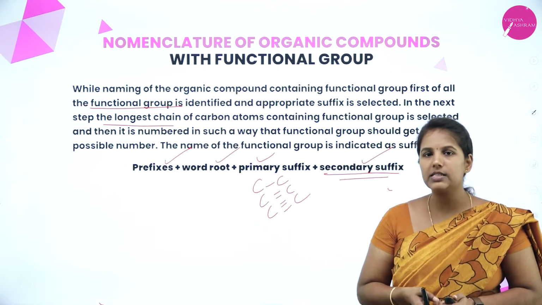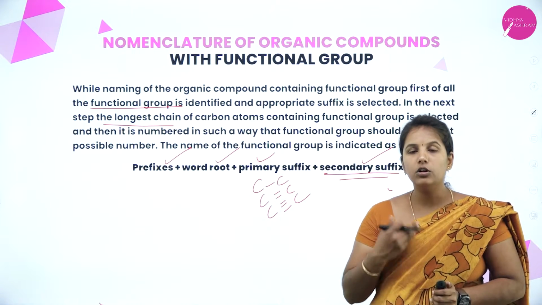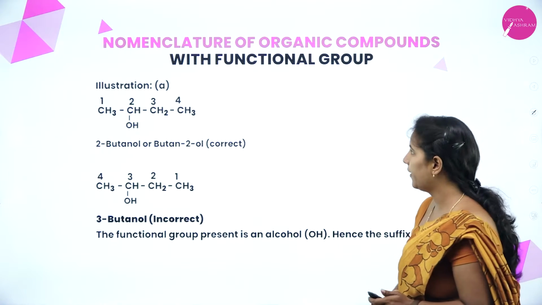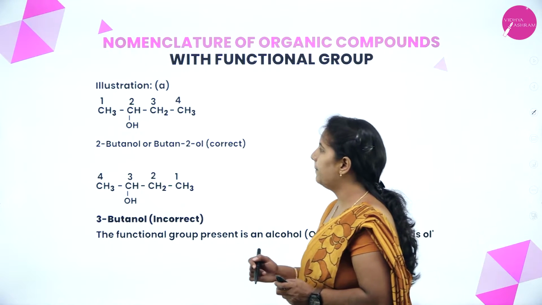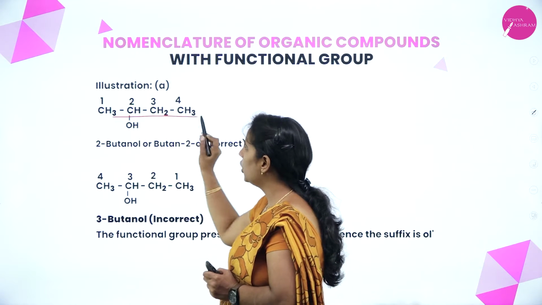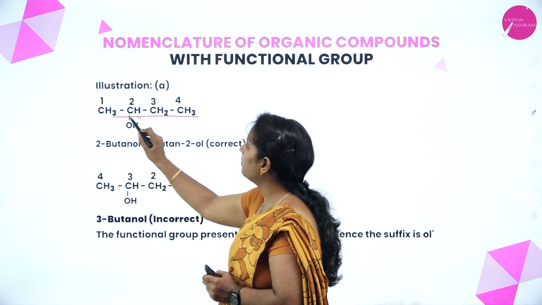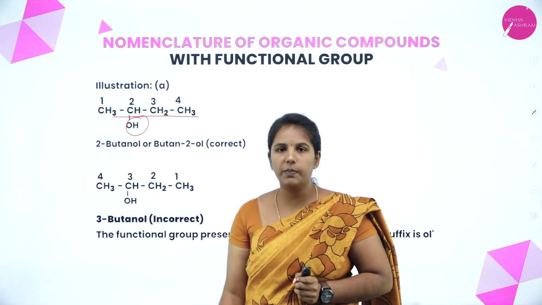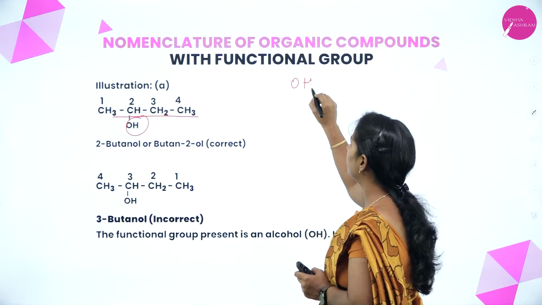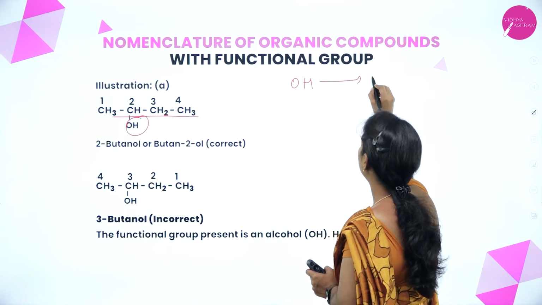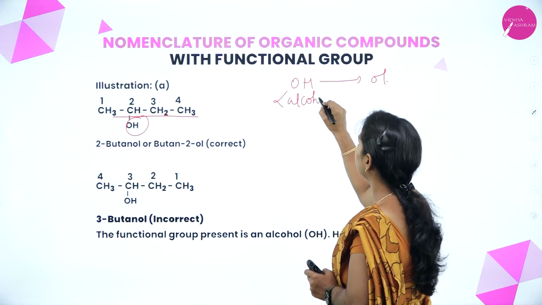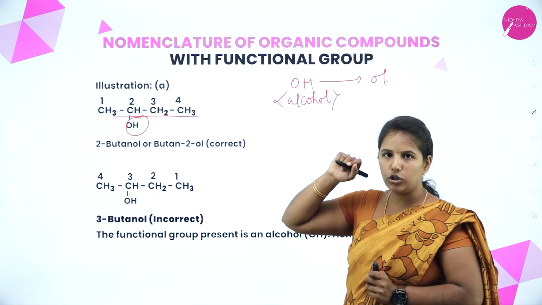So we'll take up the example so that you'll understand how to nomenclate the functional group containing organic compound. The first example is CH3, CH, CH2 and CH3. This is our longest chain, and on the second carbon atom you can see that the functional group is there, that is OH. And we know that OH is a functional group, and the suffix for the OH is OL because it is an alcohol.